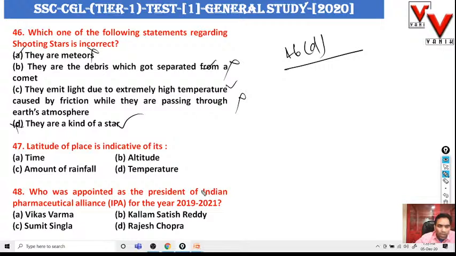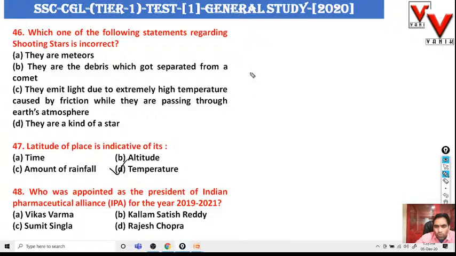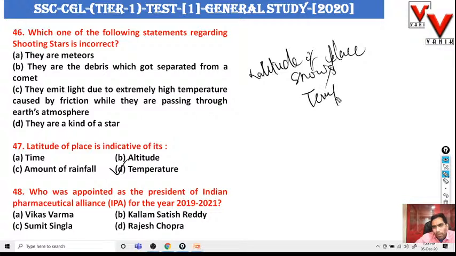Now next we are going to discuss the 47th question. Latitude of the place is indicative of temperature. Latitude always shows the latitude of the place, and the latitude of a place shows the temperature. So the right answer is going to be D.